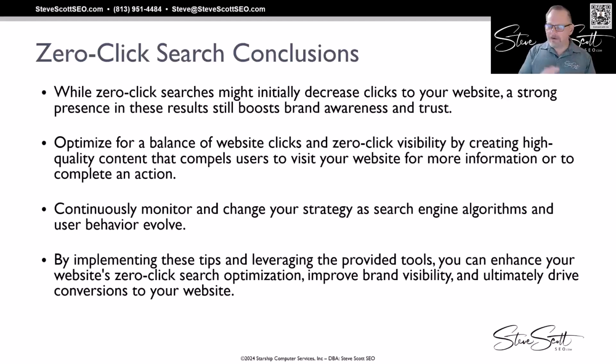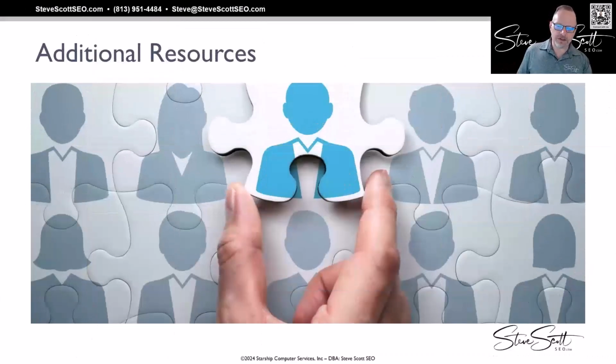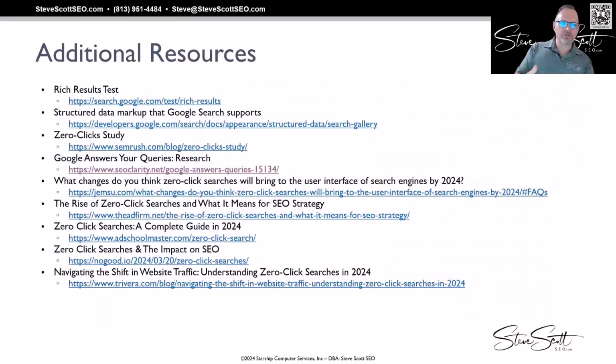And then by implementing the various tips and leveraging the tools that we discussed today, you'll be able to enhance your website's zero-click search optimization, improve your brand visibility, and ultimately drive more conversions to your website. And that's really it, folks. I do have some additional resources here. I do include the rich results test, the structured data gallery that we talked about here, and a bunch of zero-click studies, other queries on the answers, what changes are going to be coming down the pipe because of this, a guide to zero-click search, a whole bunch of really good articles if you want to get more in-depth into it.